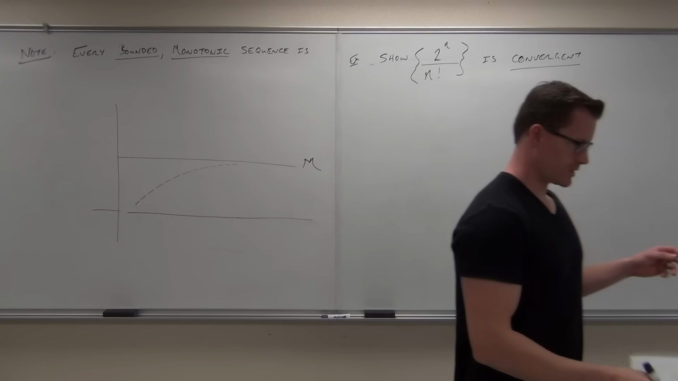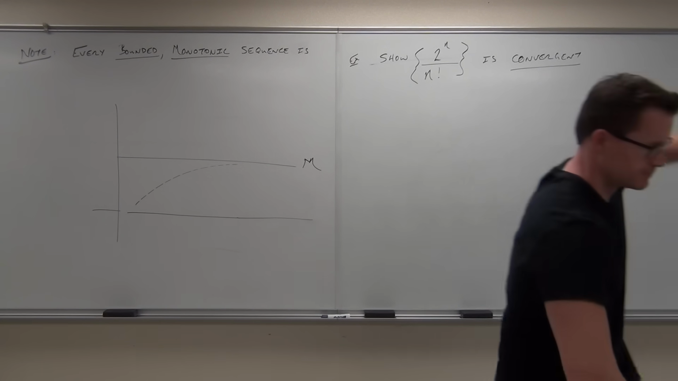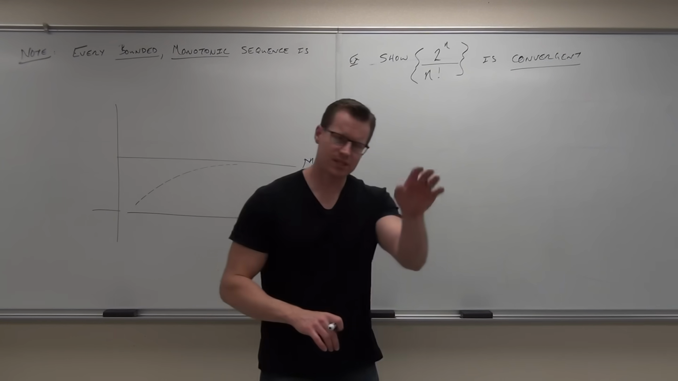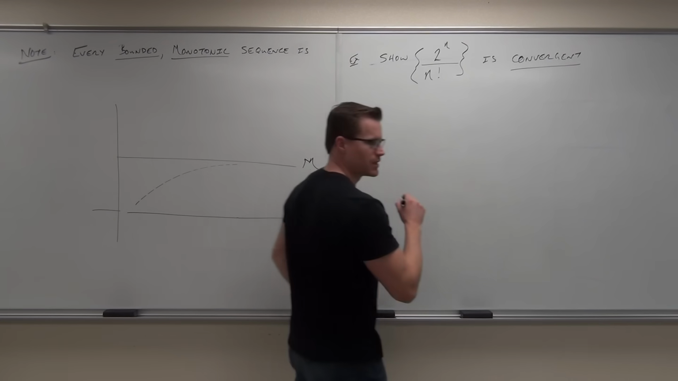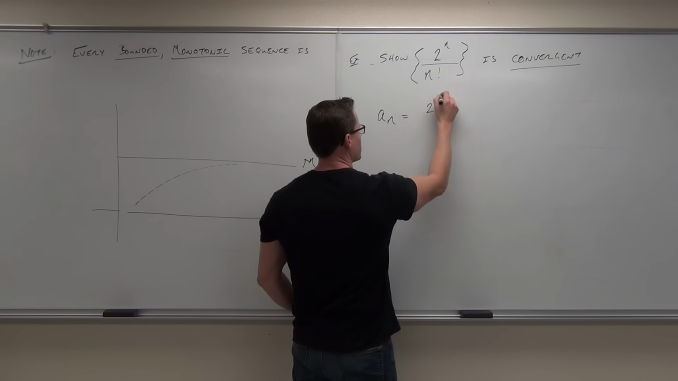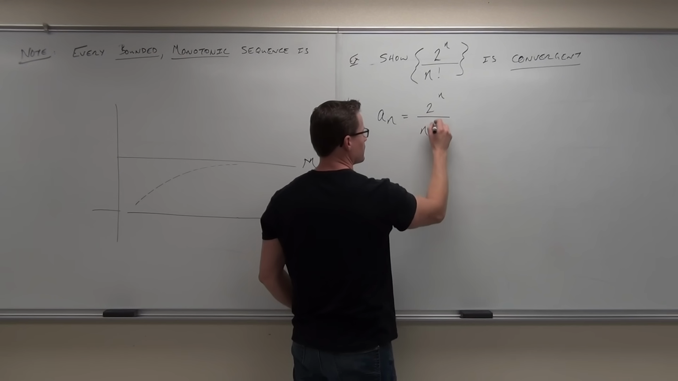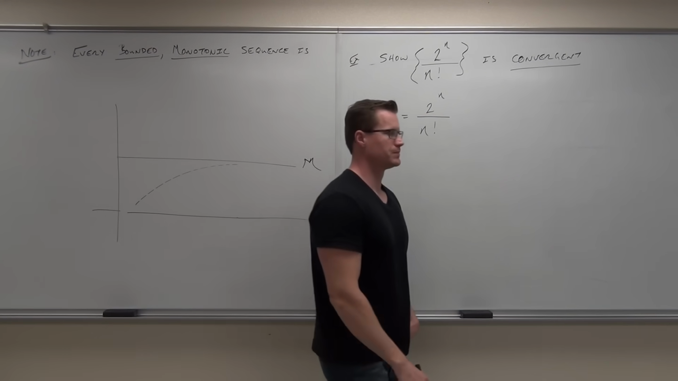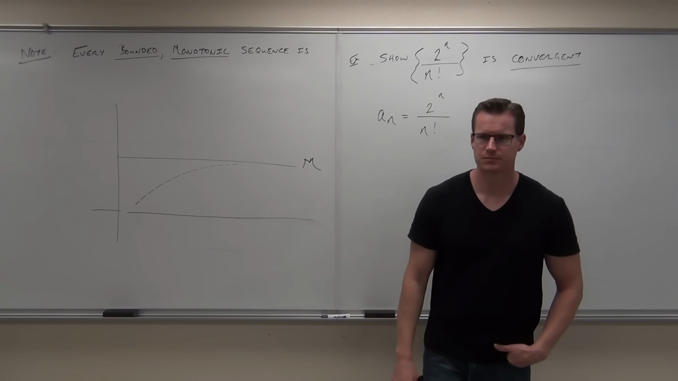Show that that sequence is convergent. Oh my gosh, how in the world can you show that that is convergent? Let's consider our sequence. Our sequence is given by the term 2 to the n over n factorial. So far so good?